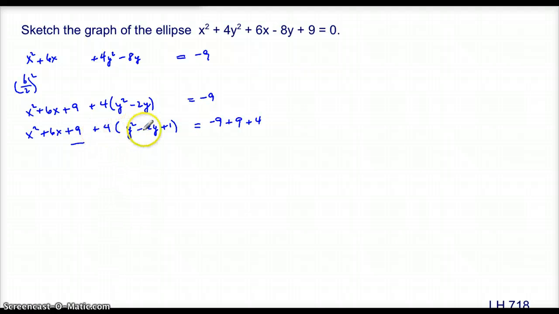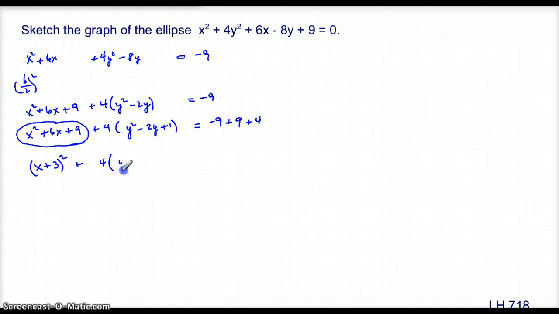Now what I could do is break these down. This is now a perfect square. I added the 9 in order to make this a perfect square. So I could express this as x plus 3 quantity squared plus 4 times, and the same thing with y, it's going to be y minus 1 quantity squared equals, and simplifying this, I just get 4.